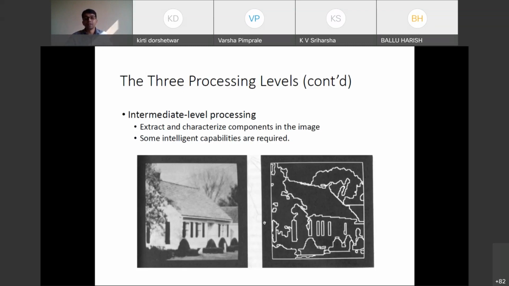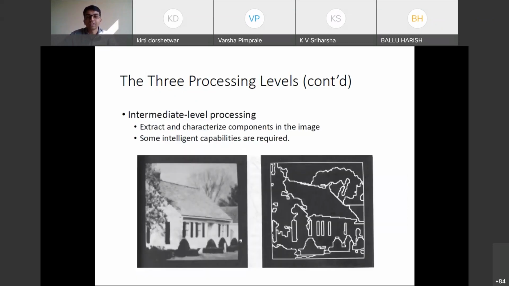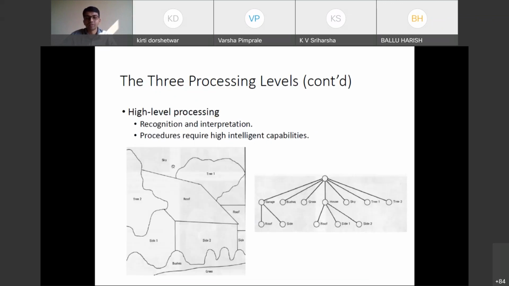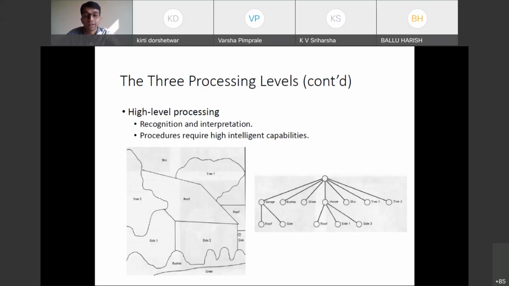We are not getting any label, but a high level processing is there. Same image, if I give it to a high level processing technique, it will tell that yes, tree, roof, side one, side two, again tree, sky, roof and side. Again check the image: roof, side, tree, sky. And again in the background also roof and side are detected. It is able to understand that the two houses are different.